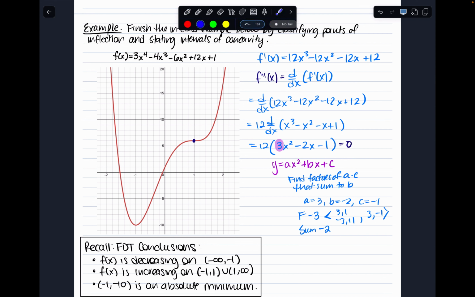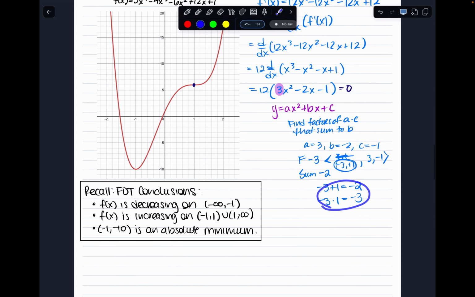So let me say that again. 3 and 1 are the factors of 3, but we need it to be negative. So we will exclude 3 and 1, and we will focus on the negative-positive combination. And we want to find which of these two, -3 plus 1 or 3 plus -1, sum to -2, and it's this one. So -3 plus 1 is -2, and -3 times 1 is -3. So these are the factors of 3 that sum to -2.